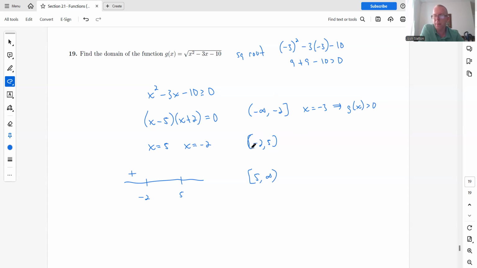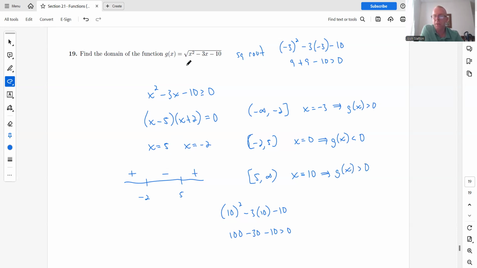All right, same thing here. Now pick the easy one. So we'll pick 0. So x equals 0. You can see this one's going to be -10. So if you plug in 0 for x, you get -10. So that means that g of x is less than 0 on that interval. So that one is negative. And then pick any number in this interval, x equals 10. So let's see, we have 10 squared minus 3 times 10 minus 10. So that'd be 100 minus 30 minus 10. That's going to be positive. So g of x is positive there.